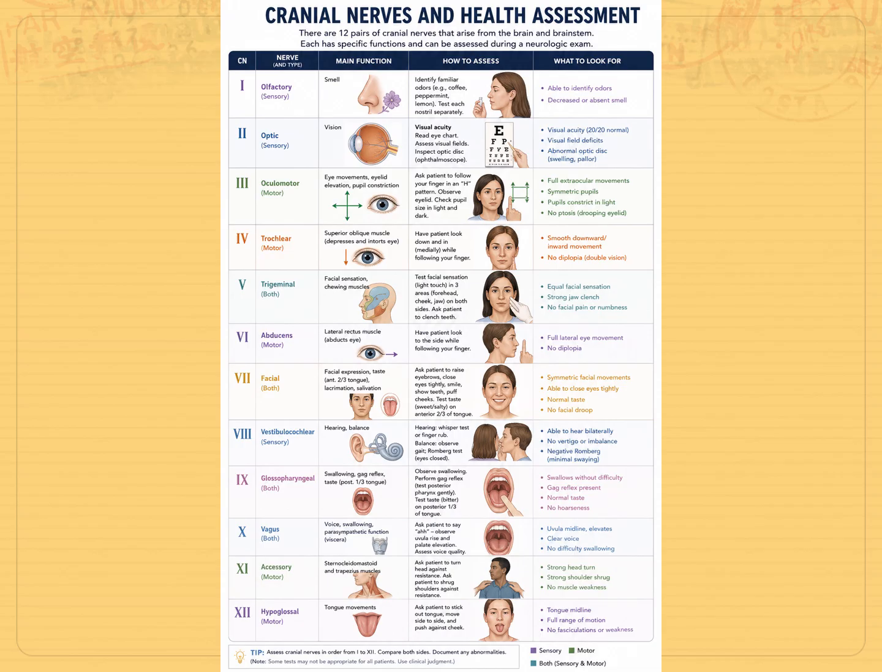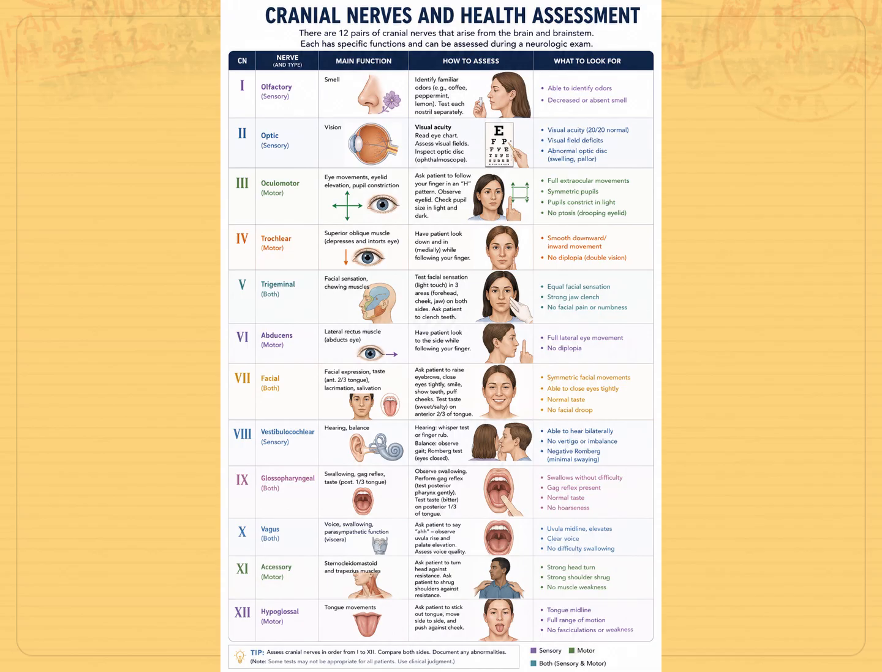Cranial nerve 7, this is the facial, both sensory and motor function. This controls our facial expressions, taste on the anterior 2/3 of the tongue, tear production, and salivation. So we're asking our patient to raise their eyebrows, close their eyes tightly, smile, show their teeth, and puff out their cheeks. Taste is rarely assessed, again, during routine nursing examinations, but patients with strokes affecting this cranial nerve might say that they are tasting things a little bit differently than normal.